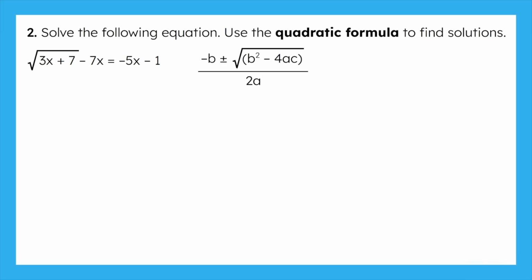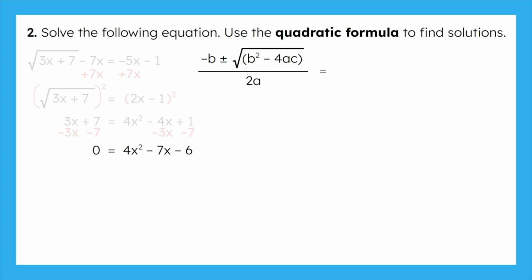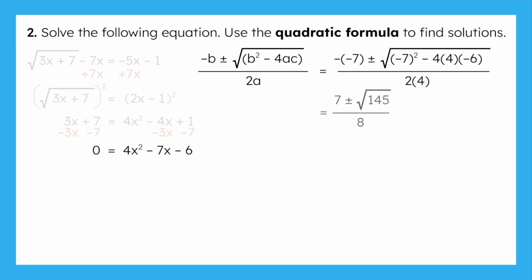All right, we'll first isolate the radical by adding 7x on both sides. We square both sides, and then use inverse operations to turn the left side to 0. We can't factor 4x squared minus 7x minus 6, so we'll use the quadratic formula, which results in 7 plus or minus square root 145 over 8. Therefore, our two solutions are 7 plus square root of 145 over 8 and 7 minus square root 145 over 8.